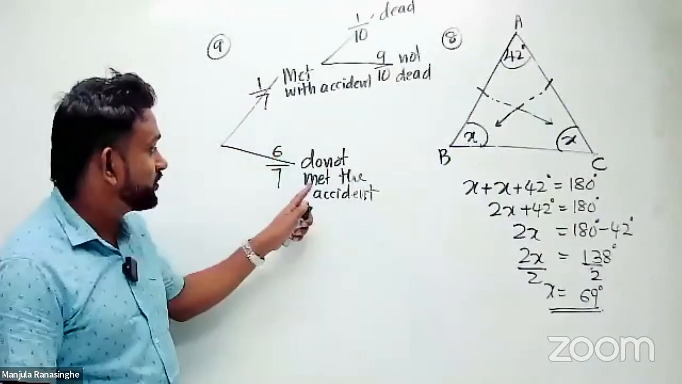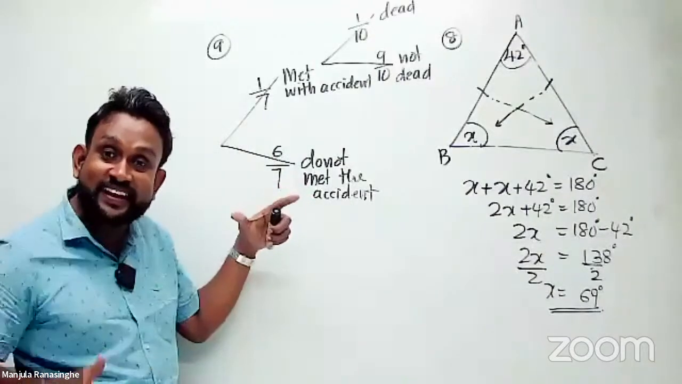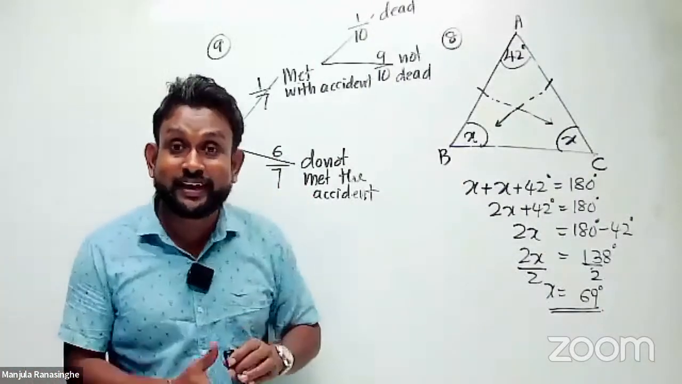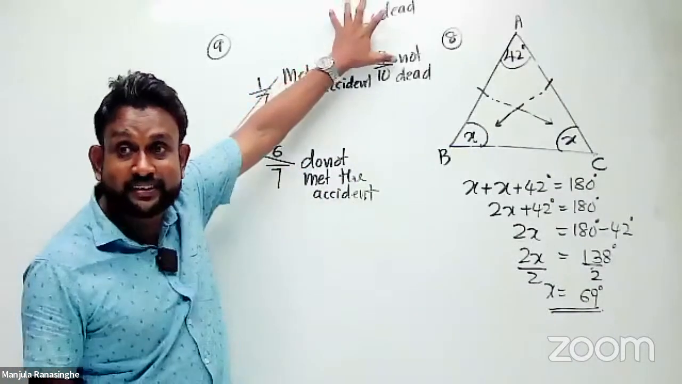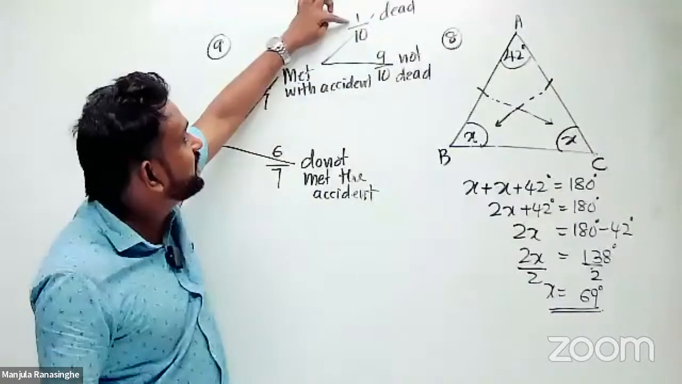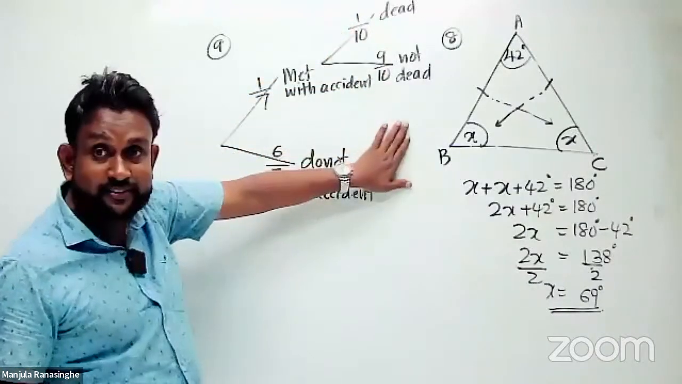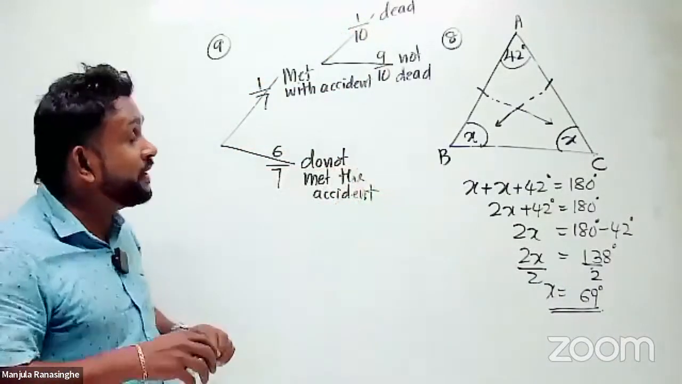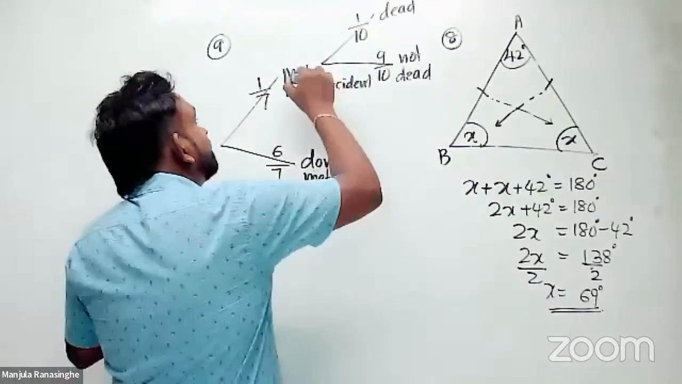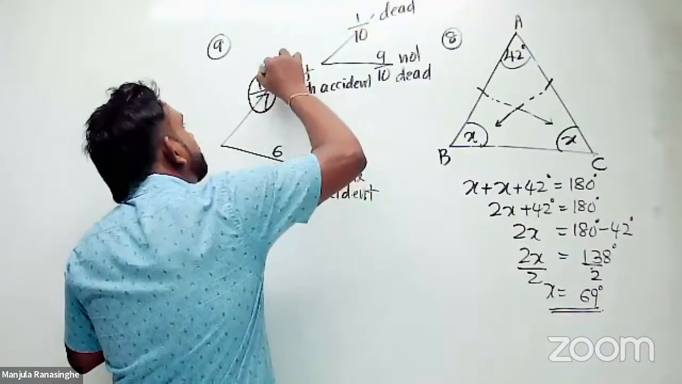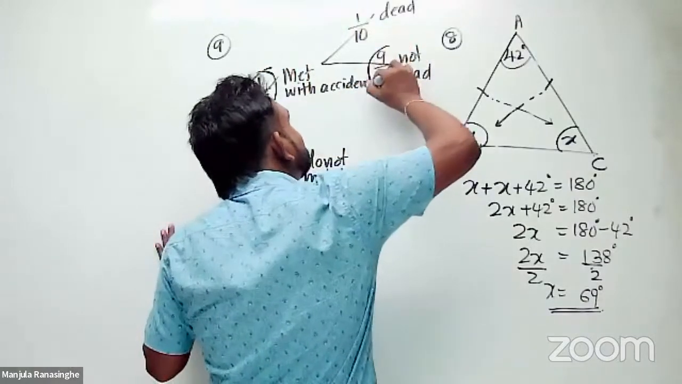There is a probability of dead even without an accident, but as per the scenario, we only consider death after meeting the accident. So here 1/10, 9/10. They're asking for met with an accident and saving his life. So that means not dead. So met with an accident, this probability, and not dead, this probability.